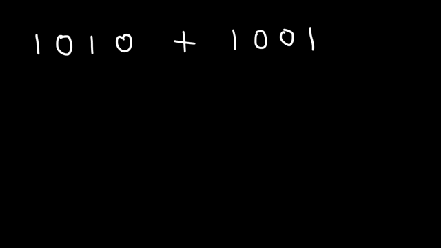Now let's work on some example problems. Go ahead and add these two binary numbers. 1010 plus 1001. Now the first thing you should do is line up these numbers, and then add up the numbers column by column.